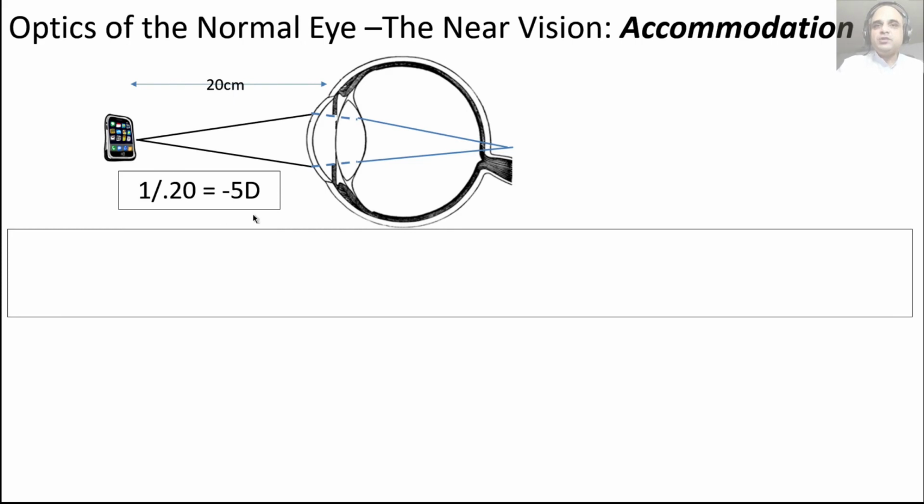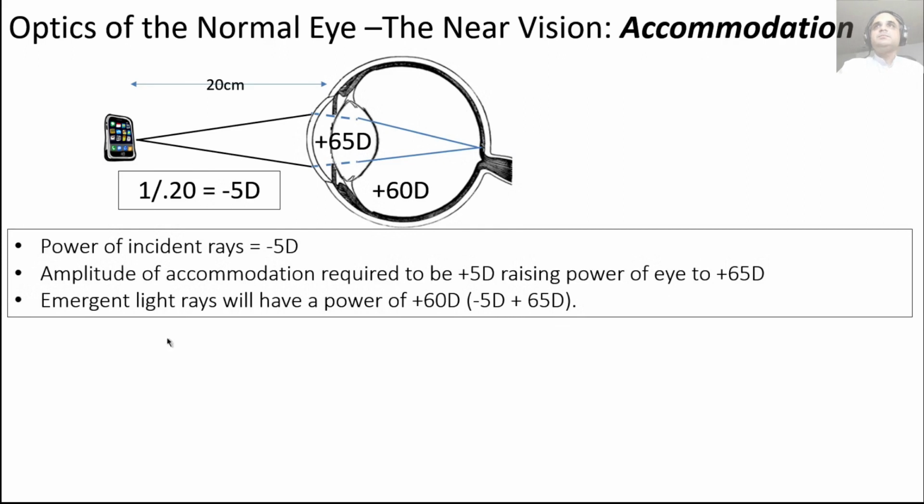We just need to neutralize the power of incoming light rays. So the amplitude of accommodation is going to be equal to the power of the incoming light rays. Here we go. See, I wasn't lying to you.